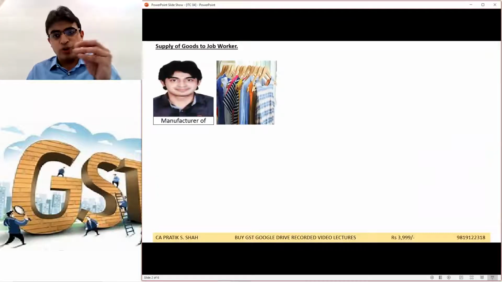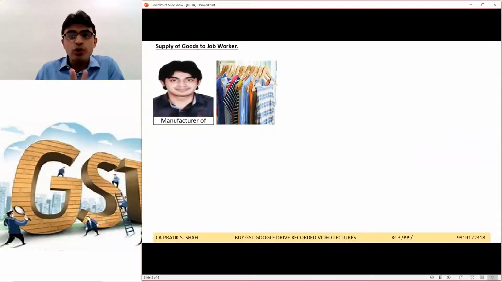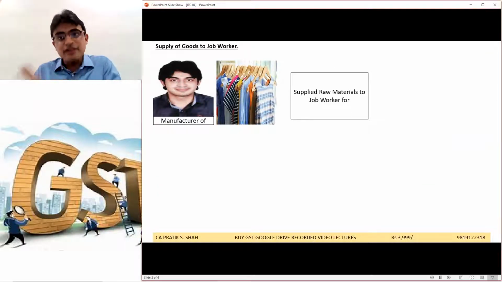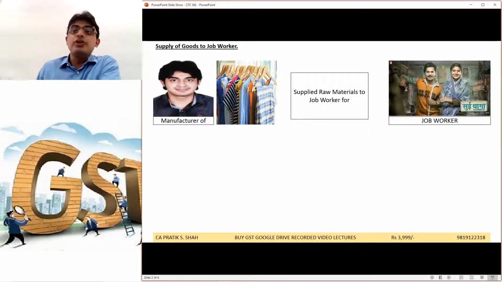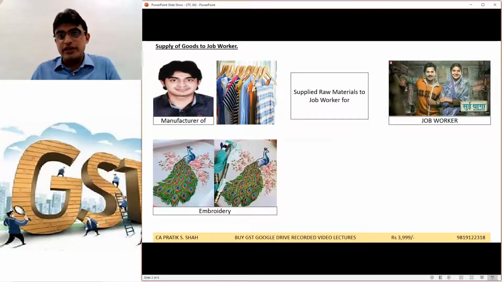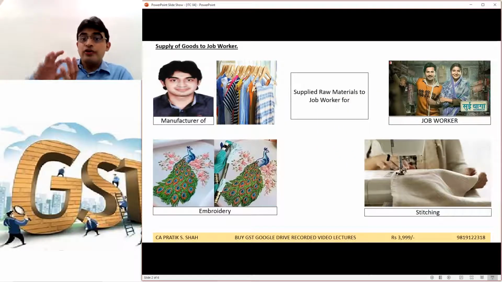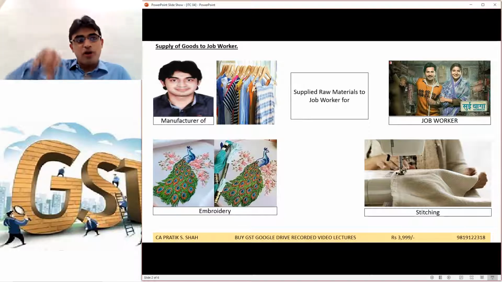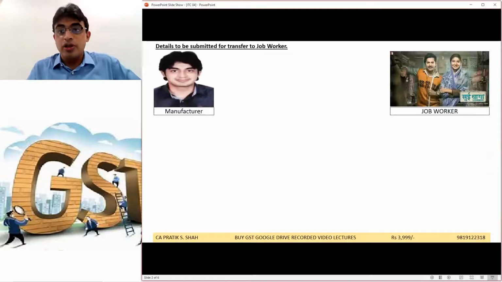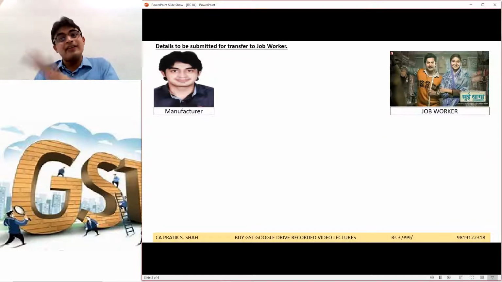Say I'm a manufacturer of clothes. Now I don't do all the work. So for certain services, I give my materials to the job worker, say for embroidery, for stitching, etc. So I have transferred my materials, not sold, just transferred my materials to them. They will do the embroidery and stitching and the job worker will return the goods to me. Now I cannot do it on my own.